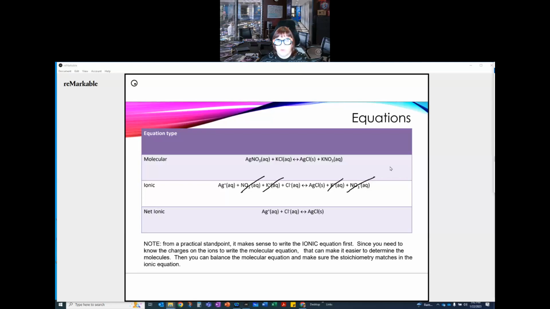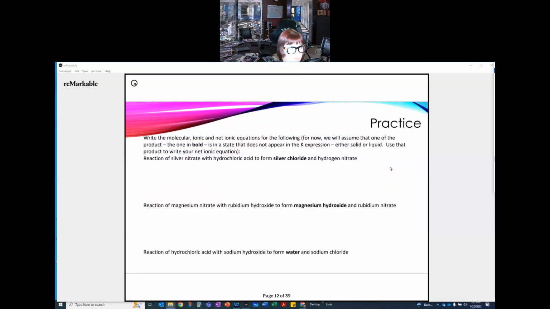You will sometimes get asked for a molecular and a net ionic. Sometimes it'll be all three. It depends on what they're asking for. So RTFQ, read the full question, make sure you're answering the question that has been asked. Okay, so this should be a review for you as well. If you don't remember how to do this, talk to me. I have practice from 110 that I give to my 110 students to be able to do this. Okay, so those are our equations for that.